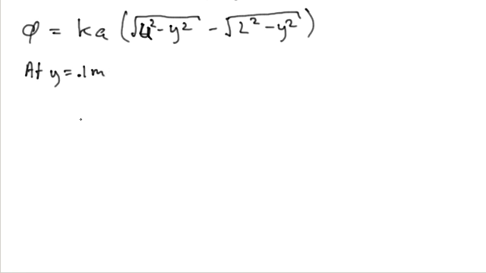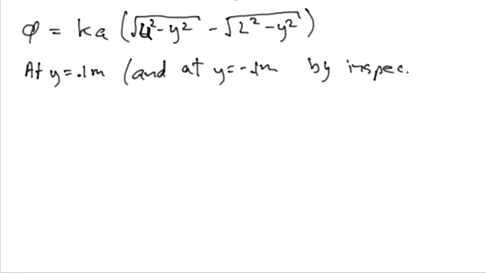y is equal to 10 centimeters. And at y is equal to minus 0.1 meters by inspection. So we get the same value for a given absolute value of y, whether y is positive or negative, because it's getting squared in both places. I'm only going to evaluate it here, but count it as it having been evaluated there as well.